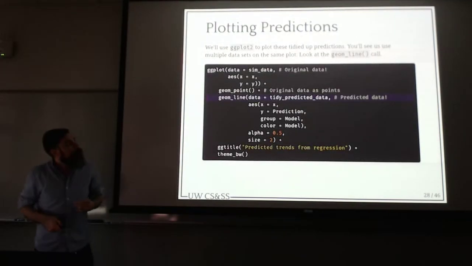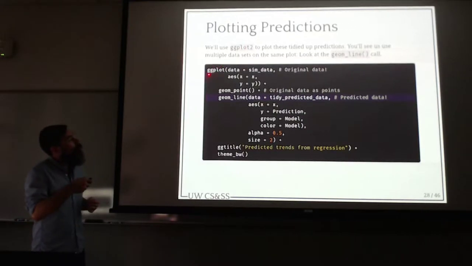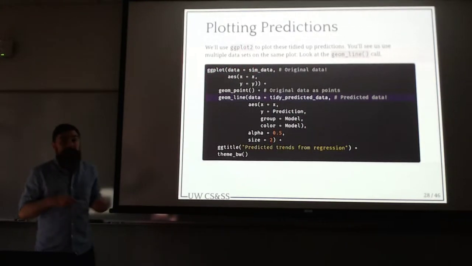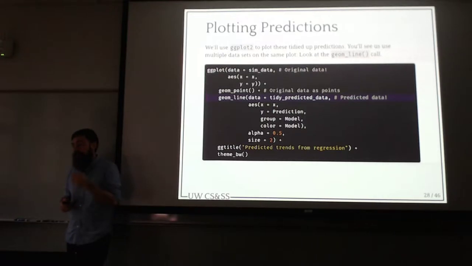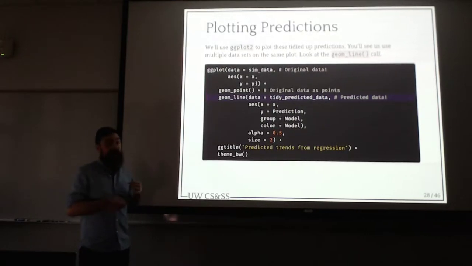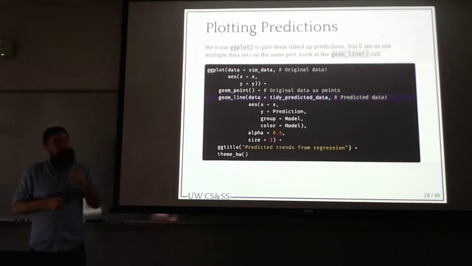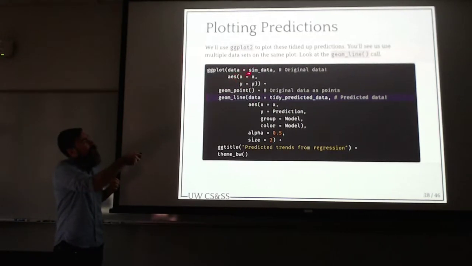If I want to do that, I'd say something like this. I want to do a plot, ggplot. My data are going to be my simulated data, my sim data. I could have used tidy predicted data x, y, too, would have worked fine. But syndata, AES, X is X, Y is Y, I'm going to make points.